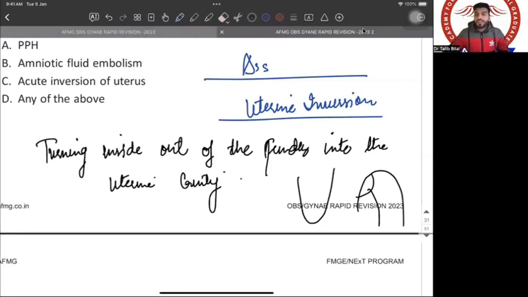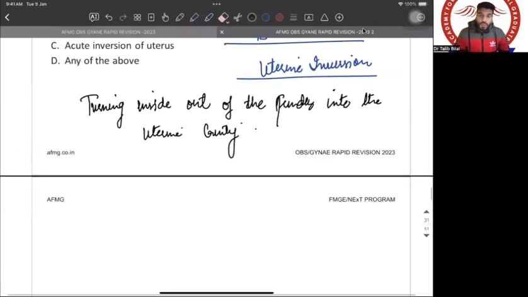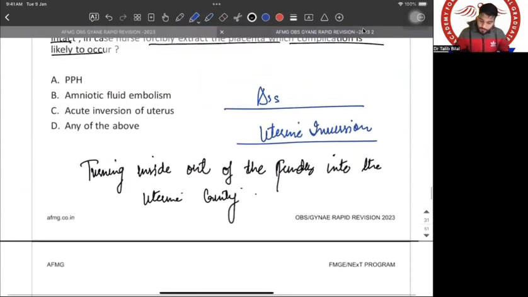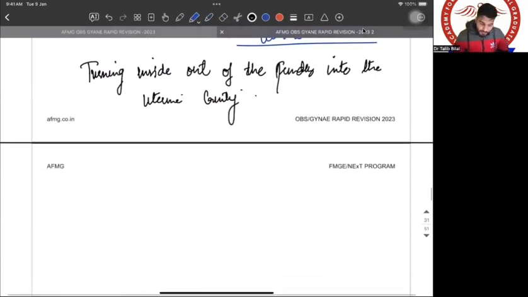So first, guys, what will be your management? You have to reposition the uterus as soon as possible. Push the uterus back manually. The maneuver that we use for the manual reposition of the uterus is called Johnson's maneuver. Okay, guys, before this, let's discuss the causes of uterine inversion. What can be the possible causes that the patient will have uterine inversion?